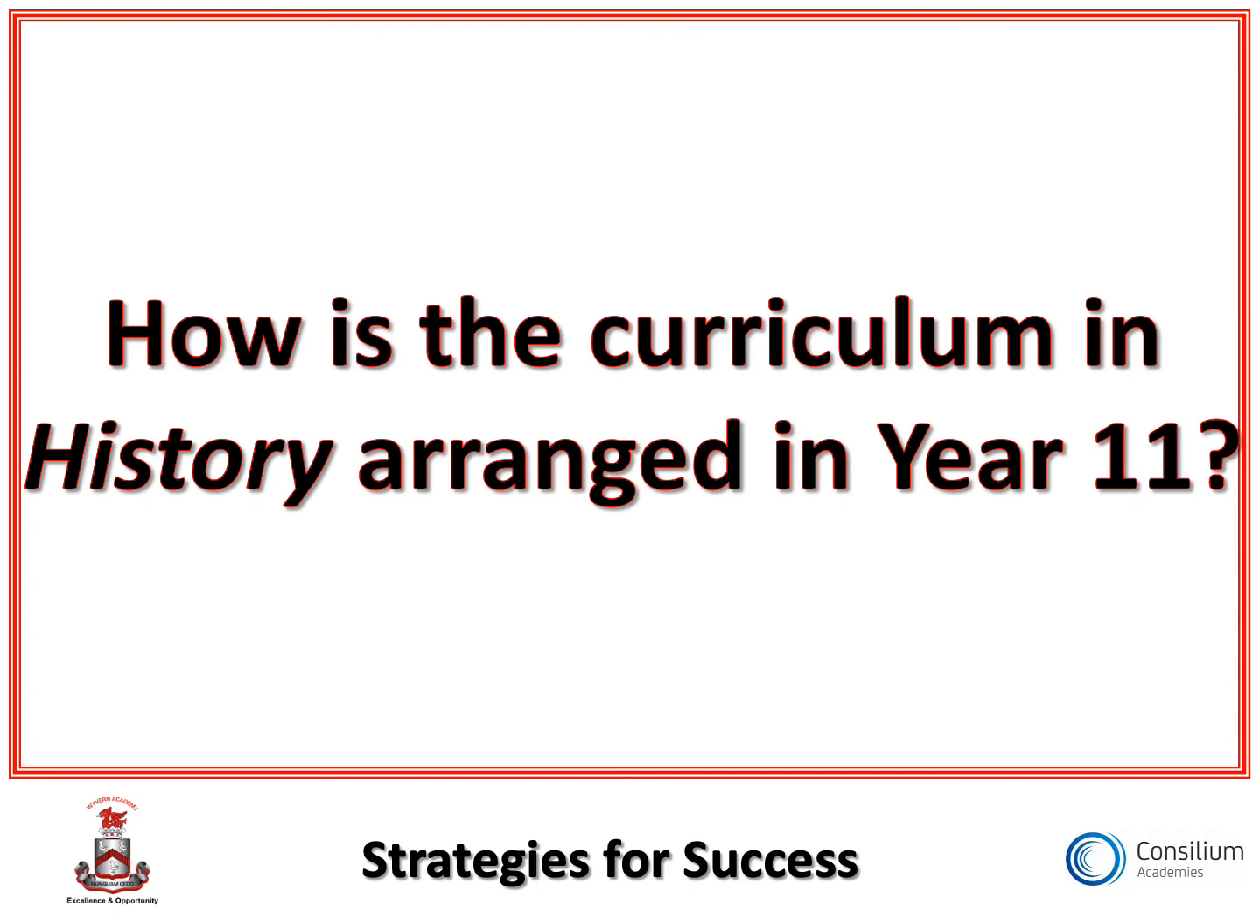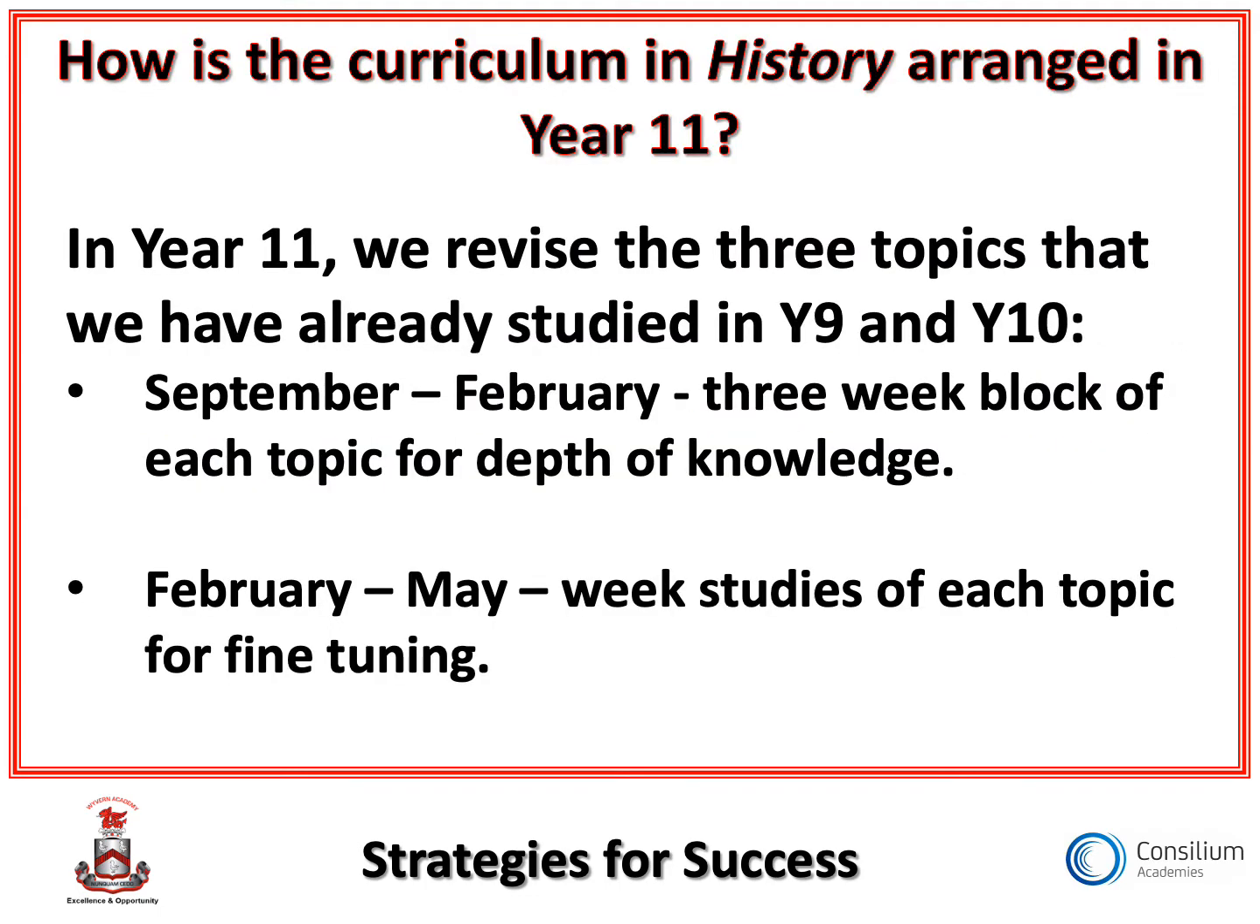So to start, how is the curriculum in history arranged in Year 11? What are we going to be looking at this year? In Year 11, we revise the three topics that we've already studied at the end of Year 9 and Year 10. Coming back in September, all the way through to February, we study 3-week blocks of each topic for that real depth of knowledge and going back over things to make sure that's really embedded. From February up until May, we then go to weekly studies of each topic, just so that we can fine-tune any areas that we think that we need to address.